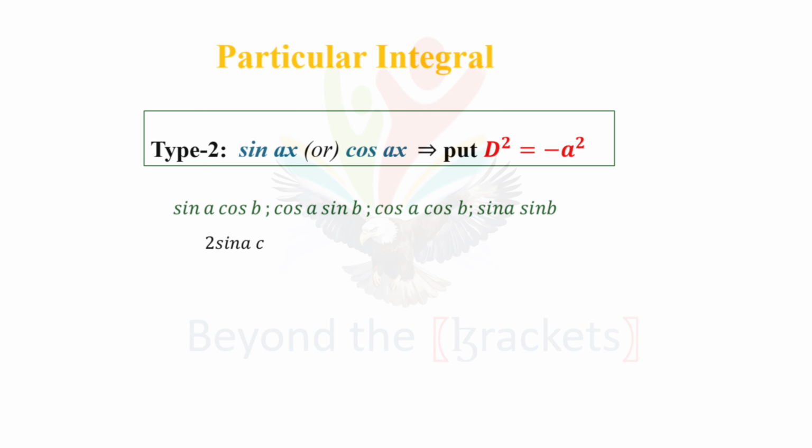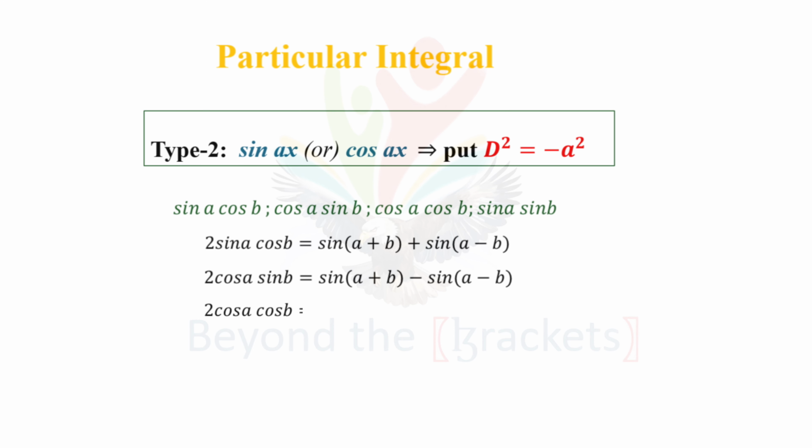Like 2 sin A cos B will be written as sin of A plus B plus sin of A minus B. 2 cos A sin B will be written as sin of A plus B minus sin of A minus B. 2 cos A cos B will be written as cos of A plus B plus cos of A minus B. And 2 sin A sin B will be written as cos of A minus B minus cos of A plus B. Besides sin ax and cos ax, these trigonometric expressions also fall under type 2 since they can be expanded into sin kx and cos kx.